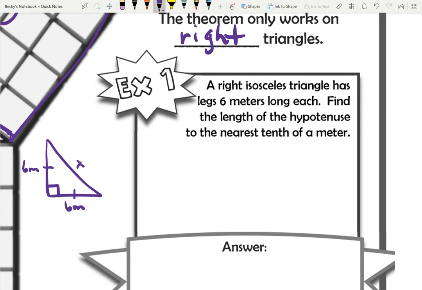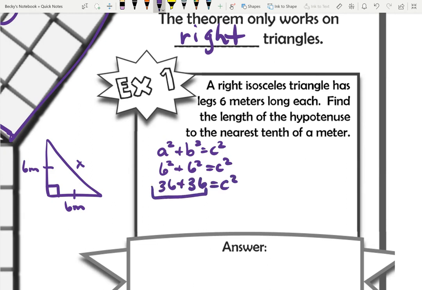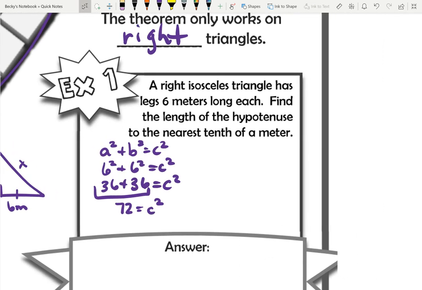So let's go ahead and start by writing out our theorem. a squared plus b squared equals c squared. The two legs are both 6. So let's solve for c. 36 plus 36 equals c squared. We're going to solve for c by adding together the 36s to get 72. Now, our answer is not 72. The issue is the square. We want c, not c squared.